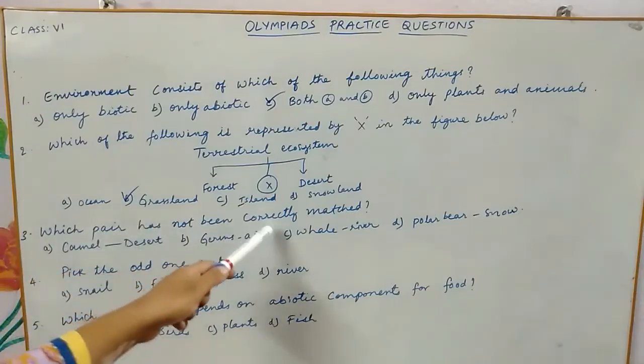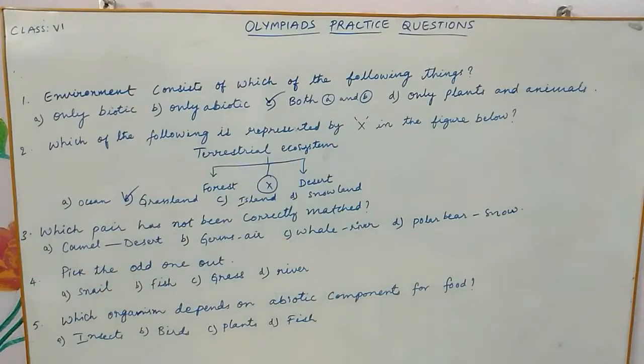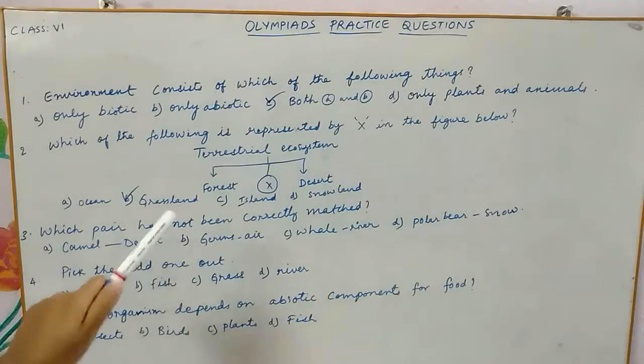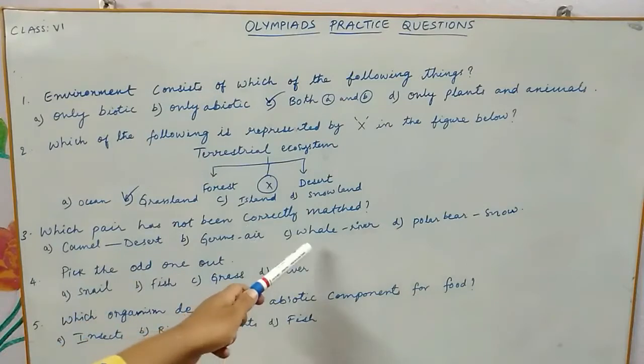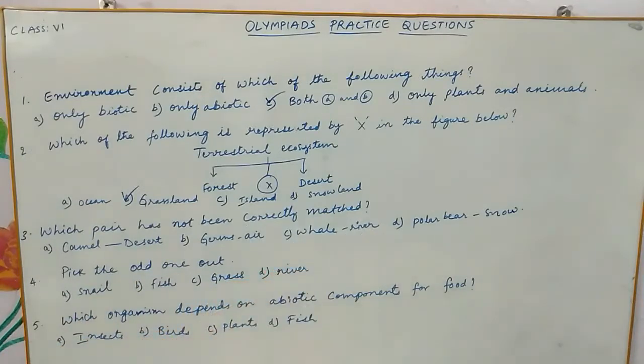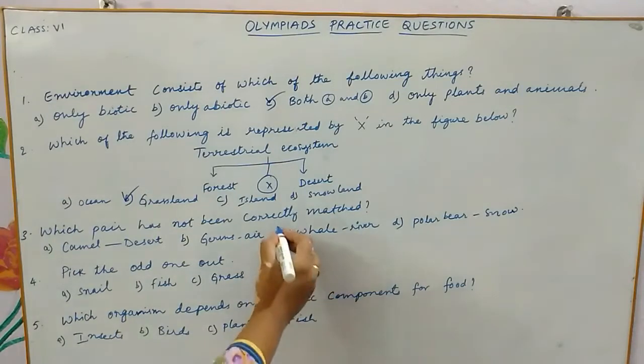Which pair has not been correctly matched? That means which is mismatched, which is wrongly matched. So camel, desert, we know the habitat of camel. Camel lives in desert, perfectly adapted for desert habitat. Germs, air, germs are present in air, that's also a correct match. Whale, river. Polar bear, snow. So polar bear, we know that they are found in polar regions where there is a lot of snow. But whales, are they found in river, children? No, they are found in oceans and seas, isn't it? So that's the wrong option, mismatched option.